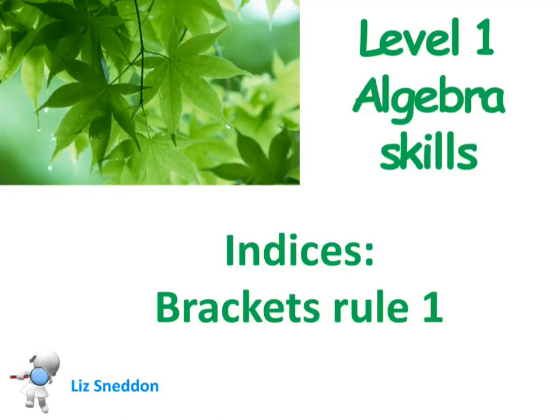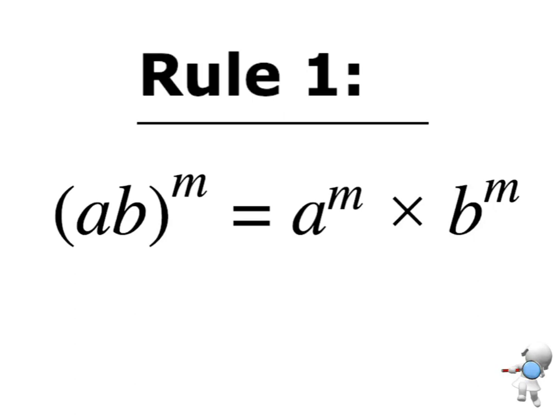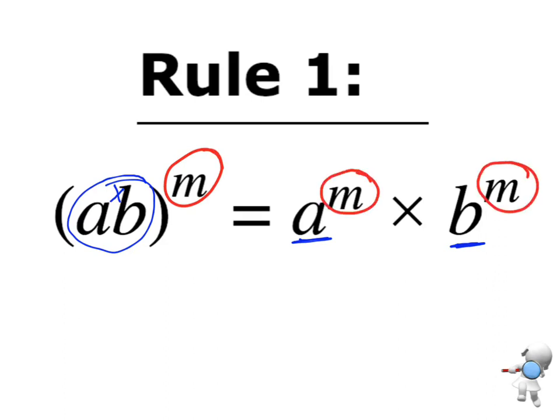Let's have a look at the indices and looking at the first brackets rule. So here we go. That says to us, if I've got two terms inside a pair of brackets, like here, a times b, these are being multiplied. And when I've got that whole base being raised to the power of m, I can separate it out into both parts, a and b, and I can apply that power of m to both parts.